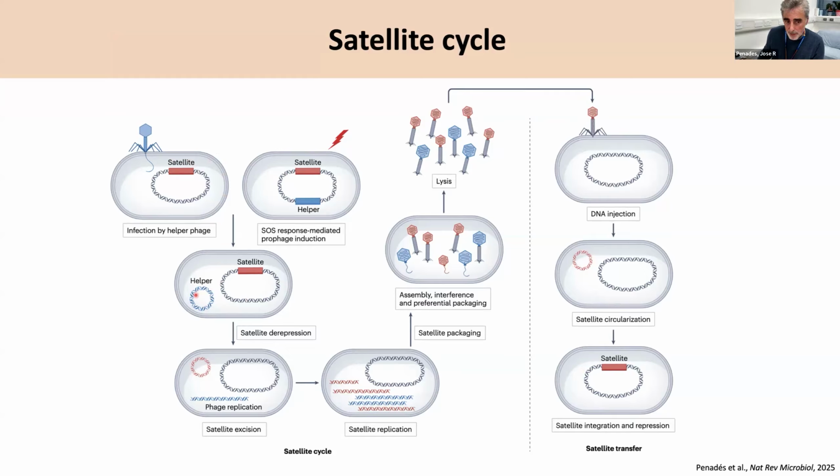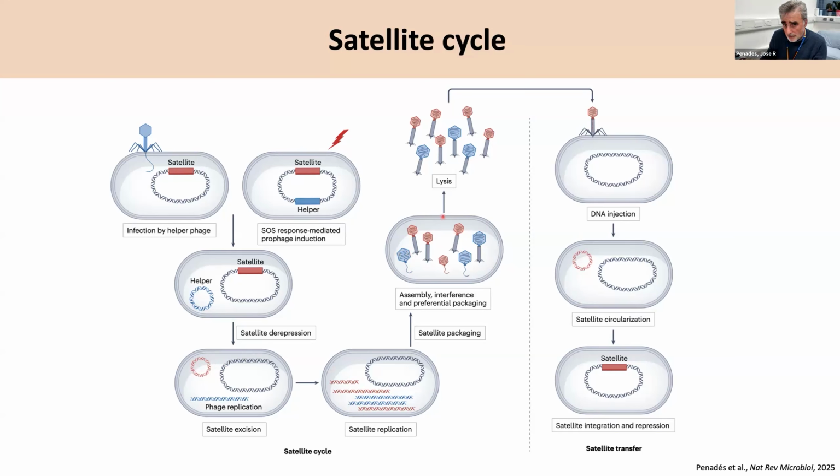So this is a very lovely mechanism that the satellites use to know that the helper phage is already replicating inside the cell. When that happens, the satellite will also be active, will also replicate, and when the phages start producing everything that is required for the capsid and the tail, the satellite will hijack part of that and will produce either the phage with the large capsids or the satellites with the small ones.